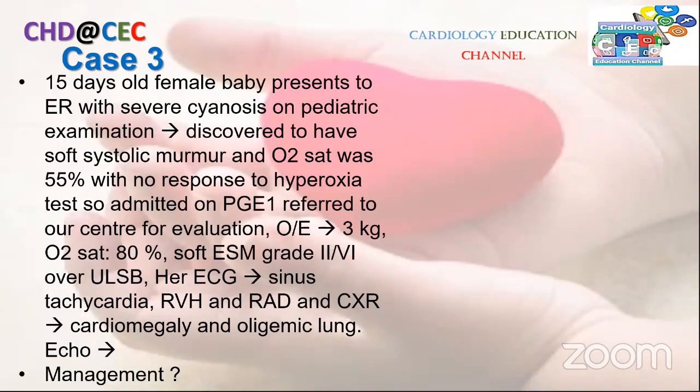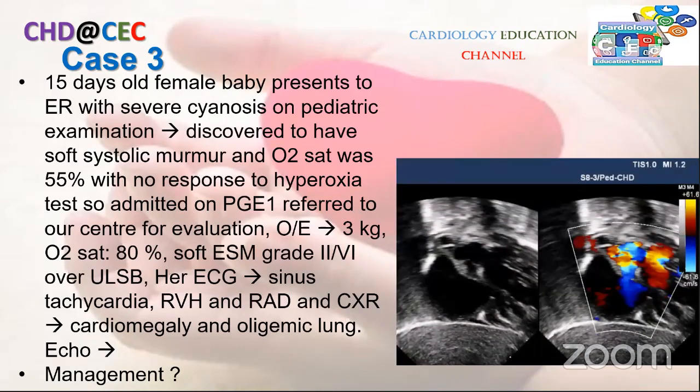On examination, she is 3 kilograms, oxygen saturation 80%, with a soft ejection systolic murmur grade 2/6 over the upper left sternal border. Her ECG shows sinus tachycardia, RVH and right axis deviation. Her chest X-ray shows cardiomegaly and oligemic lungs.